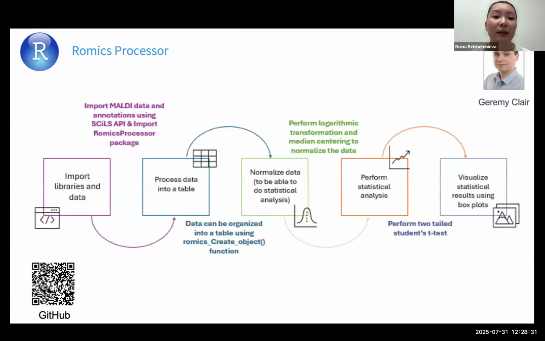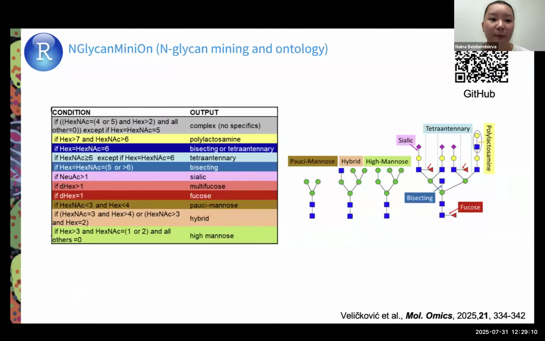Then after we overlay two pieces of data, we export it into R using a SCiLS API, and we will use a package created here by PNNL by Dr. Jeremy Clair called Aromics Processor, where we first import our data and all the libraries. We then process this data into a table and normalize it using logarithmic transformation and median centering. And then we perform two-tailed Student's t-test in order to find upregulated N-glycans at the regions of interest. And we can then visualize all those results using box plots.